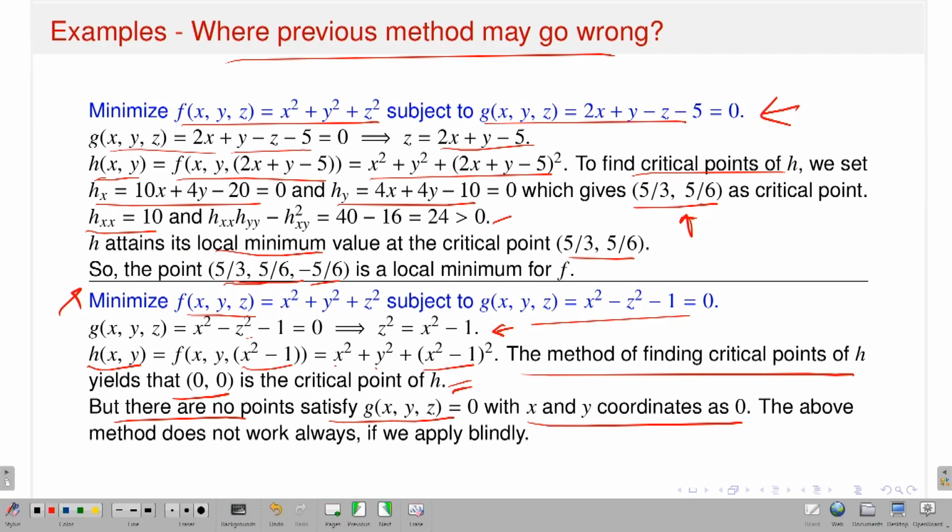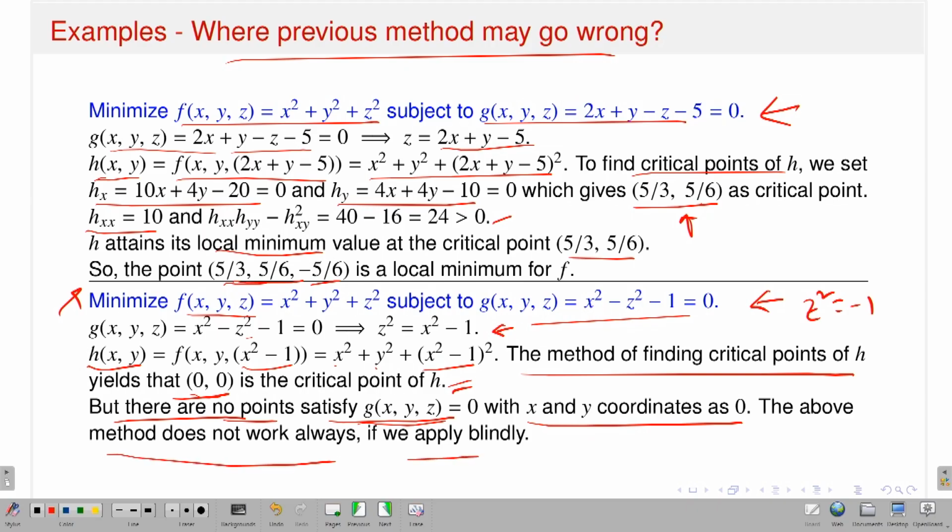So what I have done is replaced z square by a function of x and y. I am having the function h of x, y, and I am trying to find the possible critical points. What I end up with is that (0, 0) is a critical point of h. That means my x coordinate is 0, y coordinate is 0. Now I have to find z in such a way that it satisfies the constraint. Once x is 0 and y is 0, this will give you z square equal to minus 1, which is not the case. So you cannot have a point. In other words, there are no points which satisfy g equal to 0 whose x and y coordinates are both 0. So you cannot have any point. Therefore the above method does not work, colleagues, if we apply it blindly.